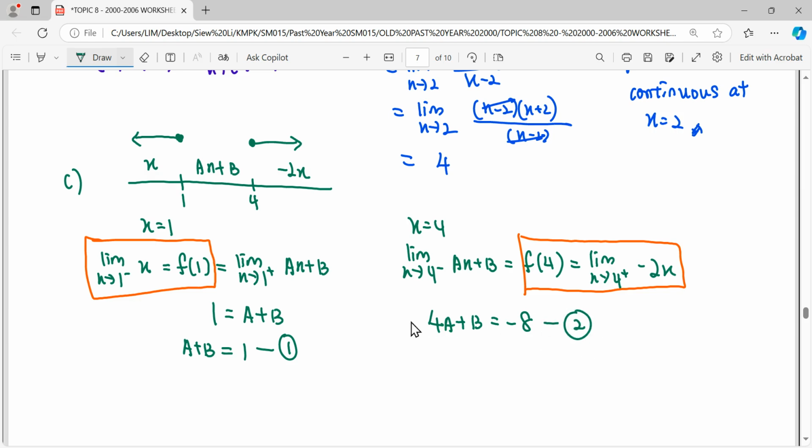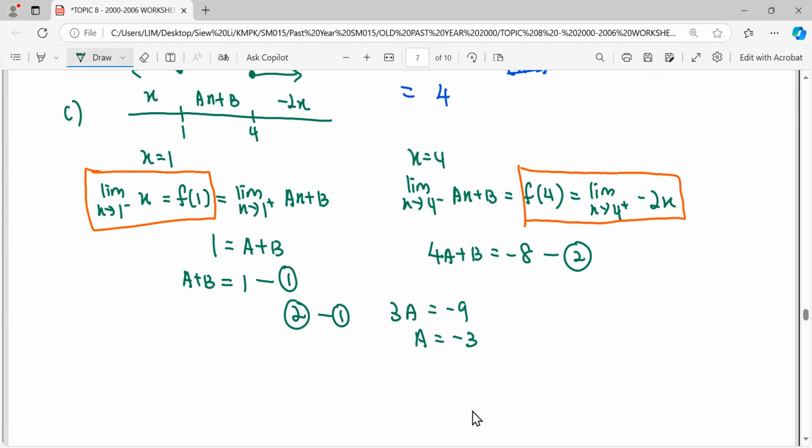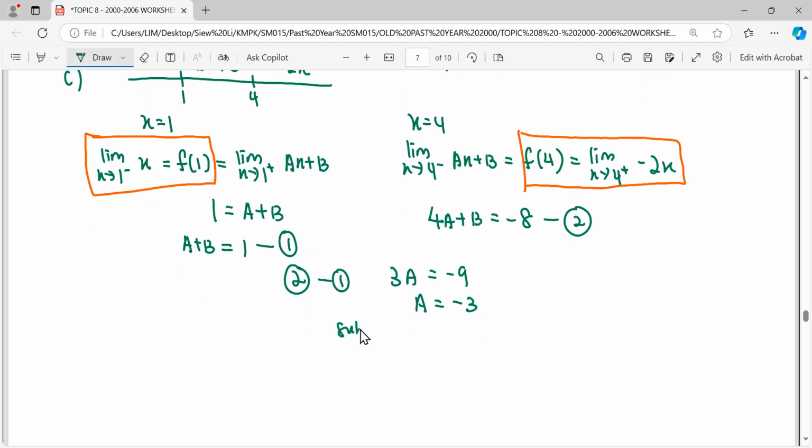We solve this simultaneous equation. We use the elimination method. We take equation 2 minus equation 1. So 4a minus a is 3a, b minus b is eliminated. Then the right side gives us negative 9. So a is negative 3. Then we substitute into either equation 1 or 2. I pick equation 1 to find the b value. Negative 3 plus b equals 1, so b is 4. Therefore, we have a equals negative 3, b equals 4.